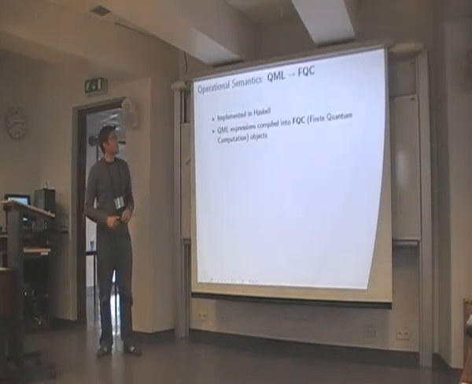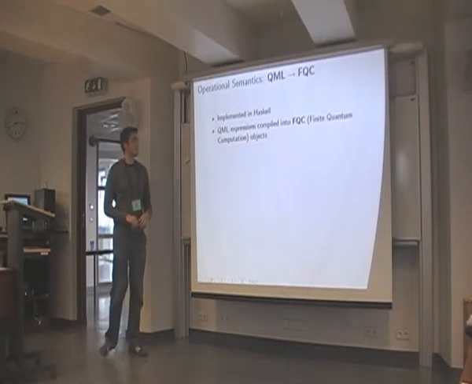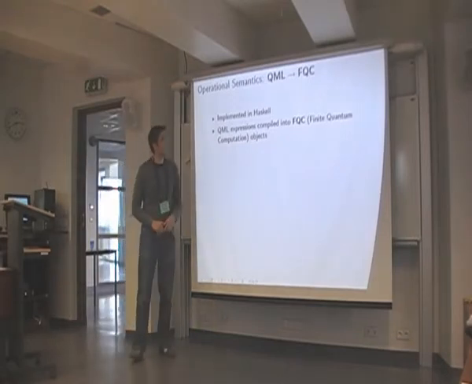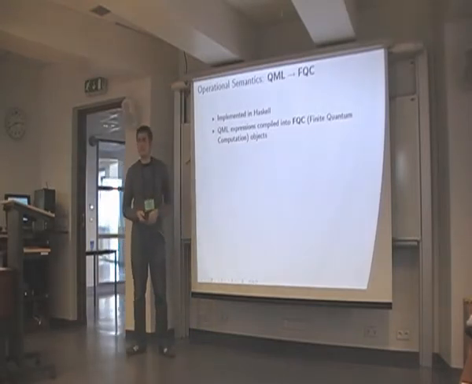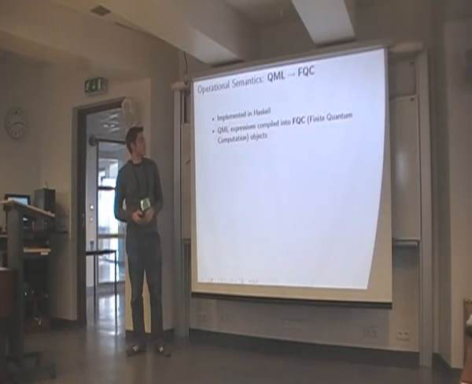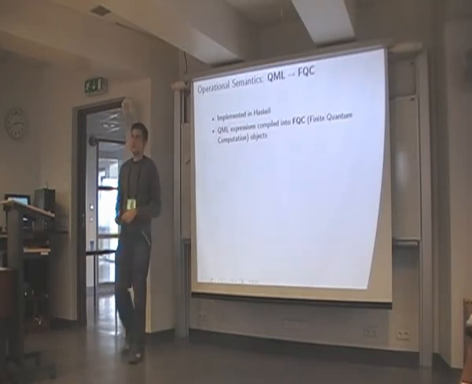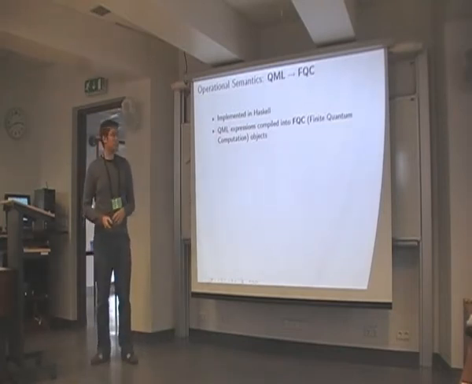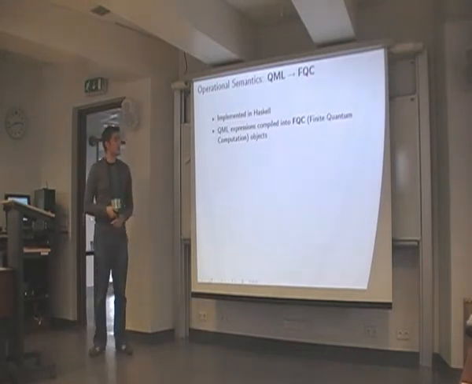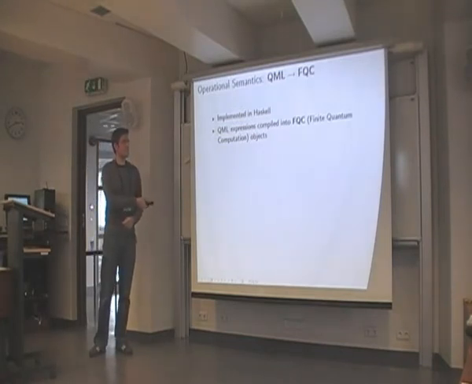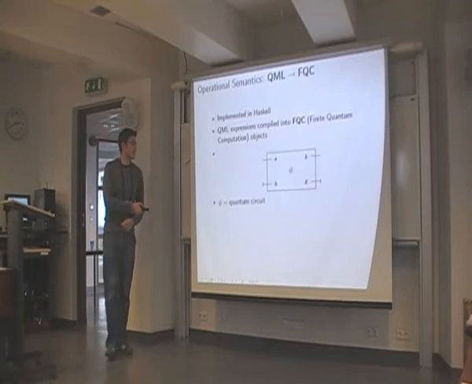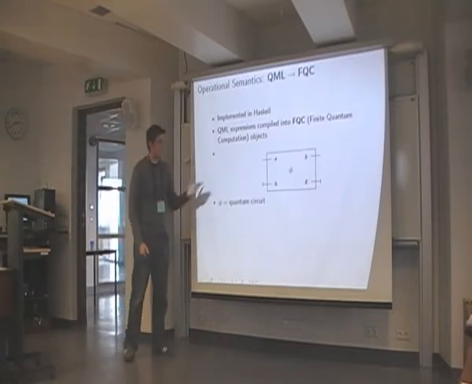So, the operational semantics for QML is a mapping from programs in QML into objects of finite quantum computation degree. And this has been implemented in Haskell, and it's available on the project website. You can download it, write QML programs, and run them. Well, not run them, but compile them into finite quantum computation objects. And FQC objects look like this.